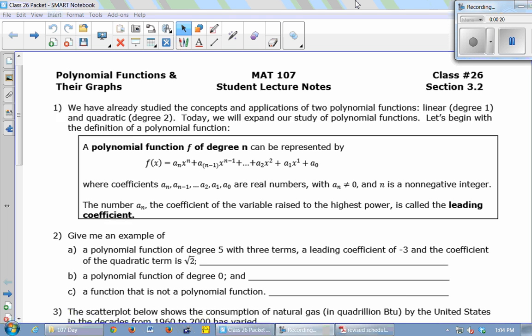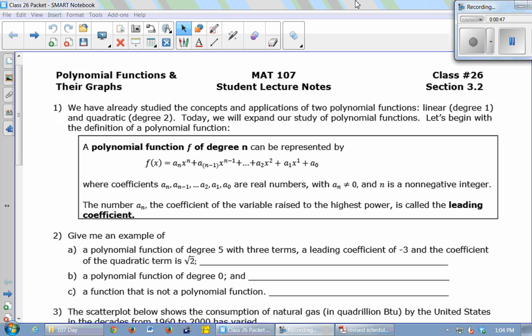So linear functions are degree 1 because the highest exponent that you see on x is a 1. You actually see it because we don't really write x to the first, because x to the first is just x, right? Quadratic functions we call degree 2 because the highest power on x is a 2. But polynomials can have degrees higher than that, 3, 4, 5, etc. Okay. So this is the official definition of a polynomial function.